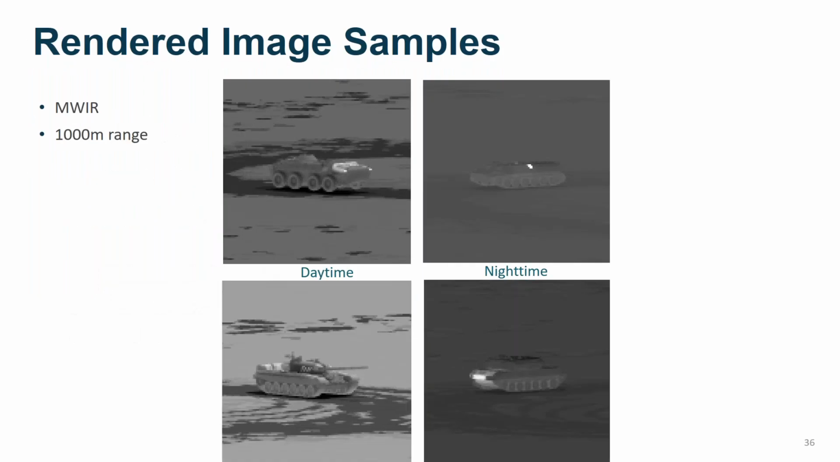Here are some examples of the rendered images. The 2 on the left are daytime, the 2 on the right are nighttime. These are all mid-wave infrared, 1,000 meters from the sensor to the target. Just some sample outputs here. So we've got similar looking images that were generated for 7 different vehicle targets.